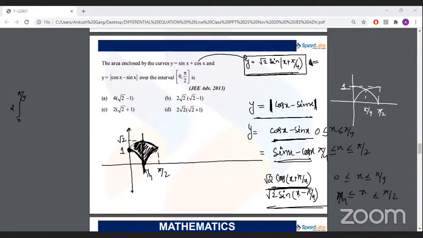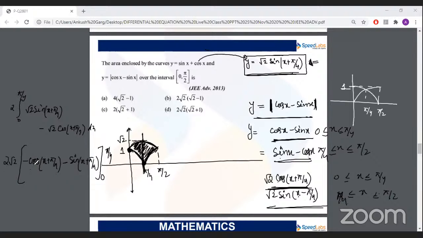तो 2 times 0 to pi by 4, the upper function which is root 2 sin of x plus pi by 4 minus root 2 cos of x plus pi by 4 dx. root 2 कॉमन निकाला तो आ जाएगा 2 root 2 integration of sin of x plus pi by 4, that will be minus cos x plus pi by 4, and integration of cos of x plus pi by 4, that will be simply sin of x plus pi by 4 from 0 to pi by 4.